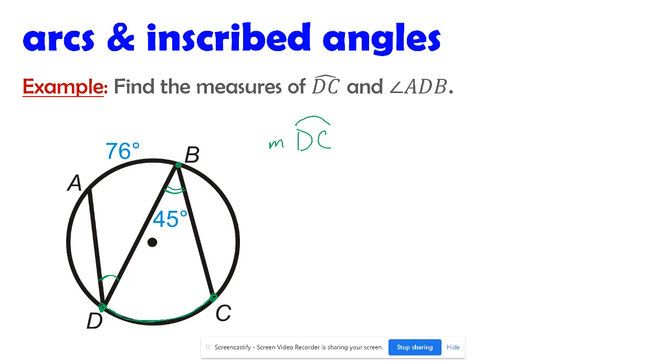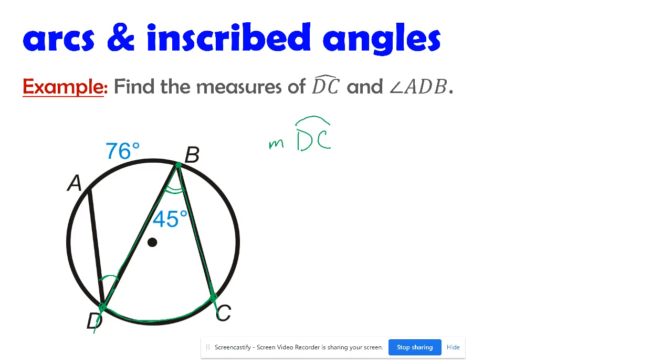That is an intercepted arc created by the angle DBC. And we know that because if you start at D and follow the line back until you hit the vertex, start at C, follow that line back till you hit the vertex, then this angle right here, this 45-degree angle, is the angle that when you extend it, creates this arc DC.